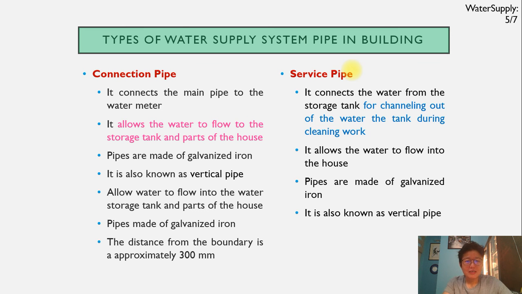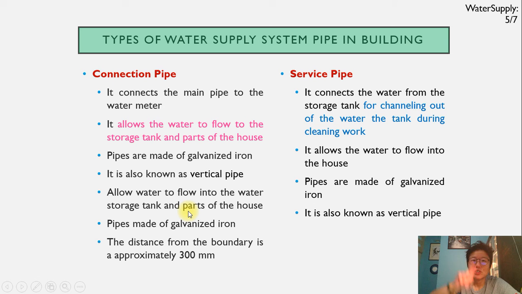Okay. So coming to the end of this part, we look at some more details about the pipes that we find in the building. All right, the connection pipes. What do they do? They connect the main to your water meter, allow water to flow to the storage tanks and the parts of the house. Usually they are galvanized iron. We also call them vertical pipe.